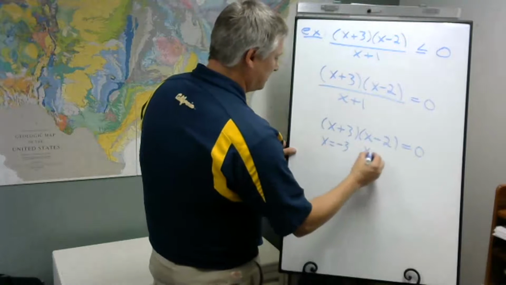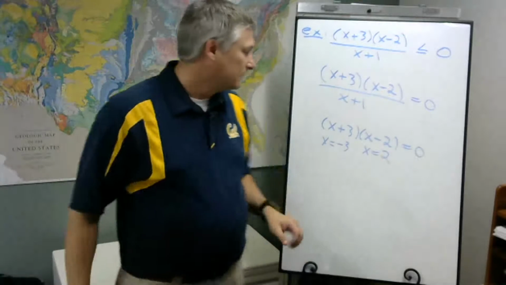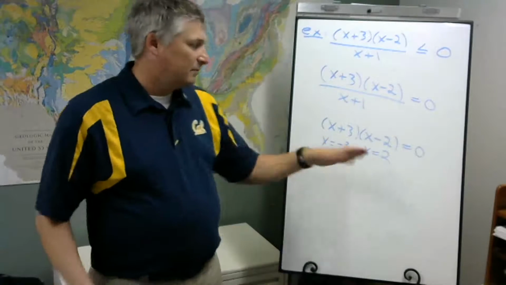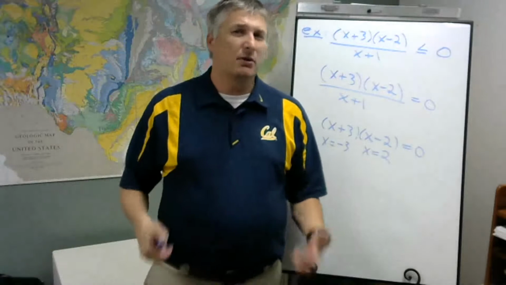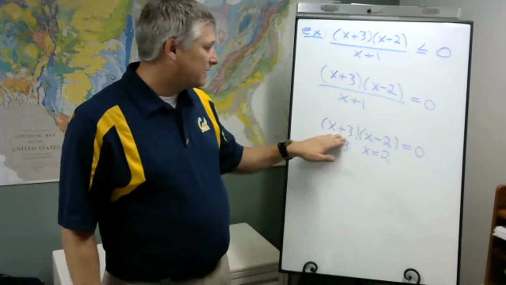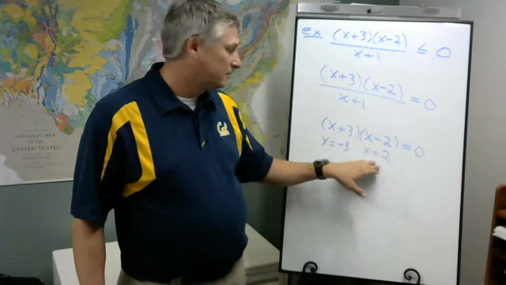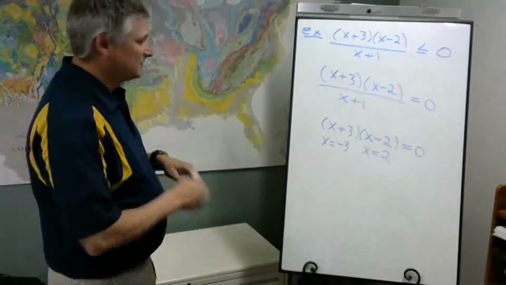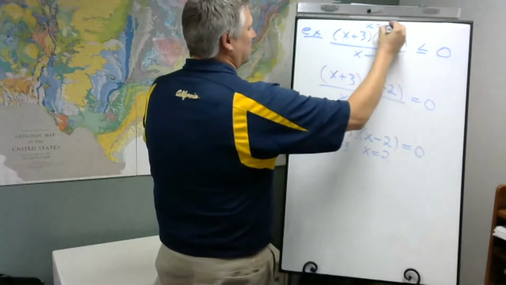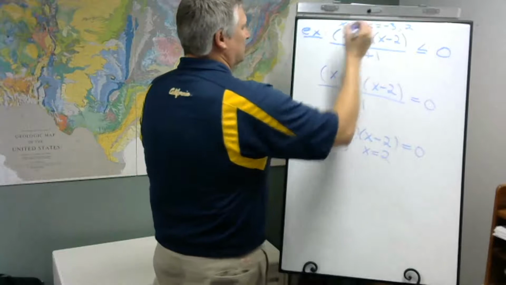X is negative 3, and x is 2. And again, the reason being is the zero product principle. This times this is 0. So when you multiply two things together, that product is 0 only if one or both of those things are 0 themselves. So this right here, this is 0 when x is minus 3. This here is 0 when x is 2. So that's how we get our x-intercepts. Let's make a note up there.